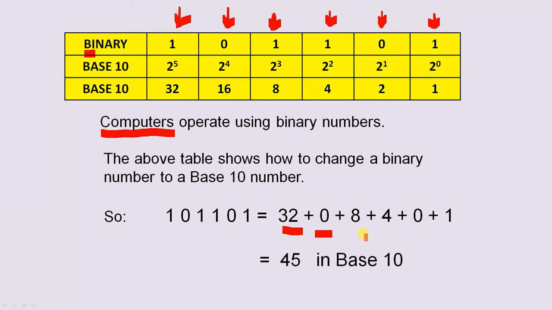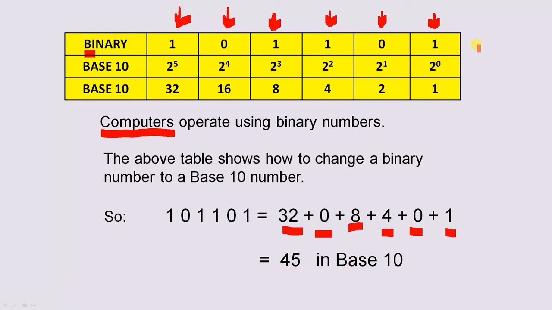This one here has a value of 8, so there's our 8. This one here has a value of 4, so there's our 4. That's 0. 0 times 2 is 0. And that one has a value of 1. So all we do, we just add these up. 32 plus 8 is 40. 40 plus 4 is 44. 44 plus 1 is 45. So this number here has a value of 45 in base 10.